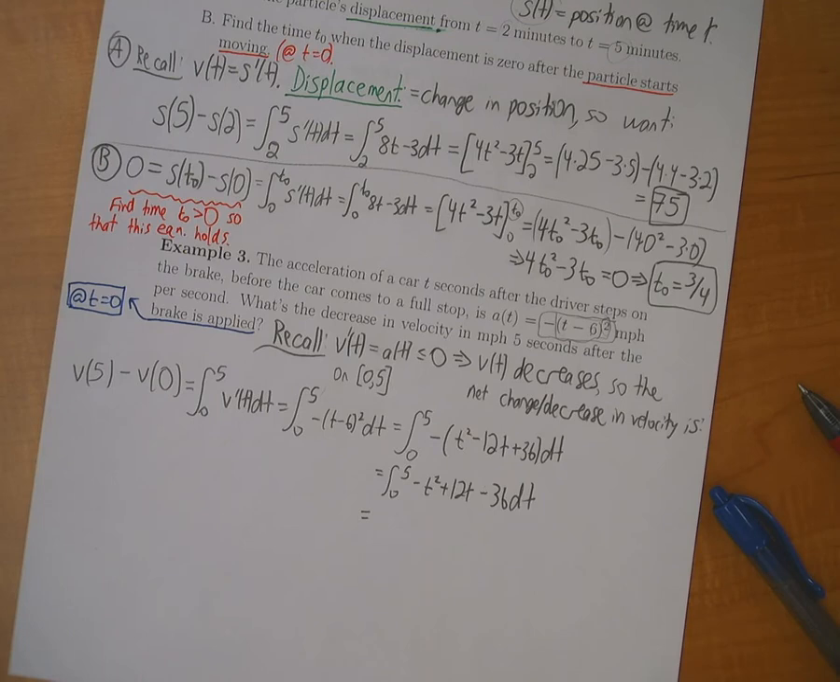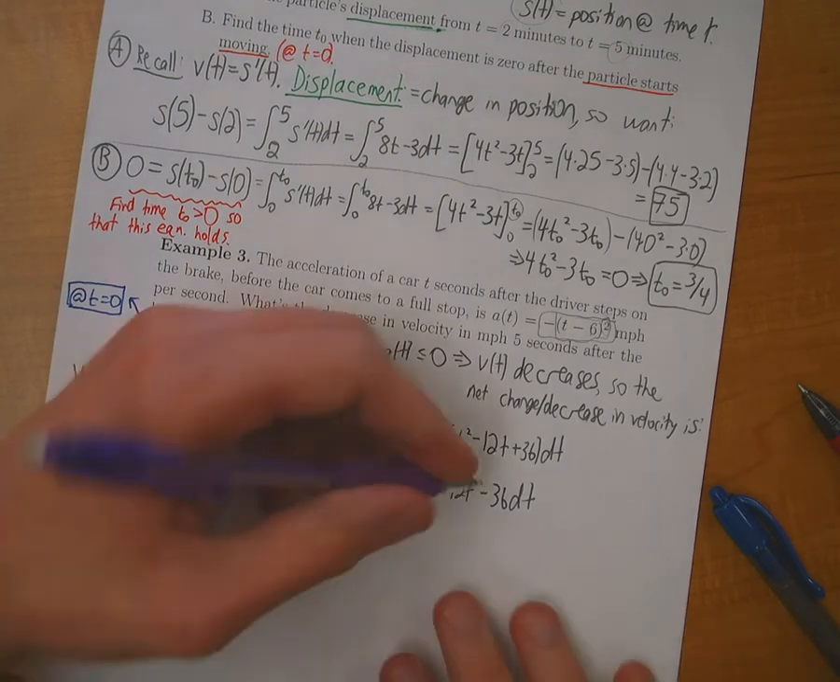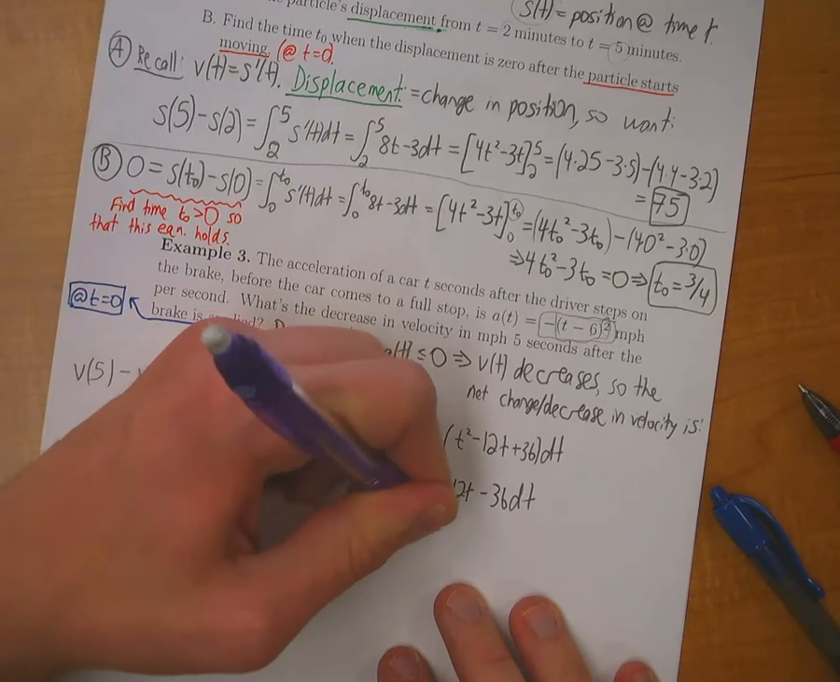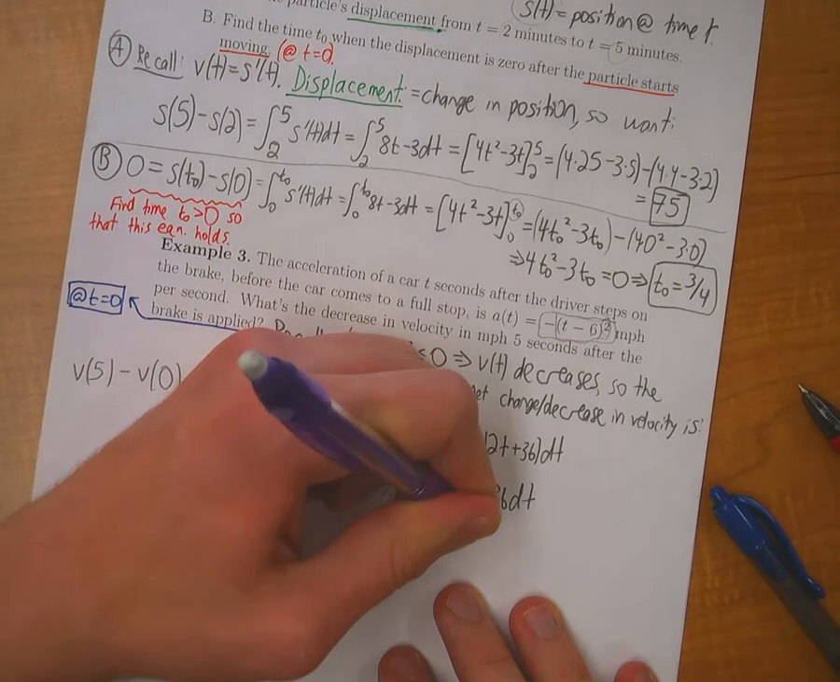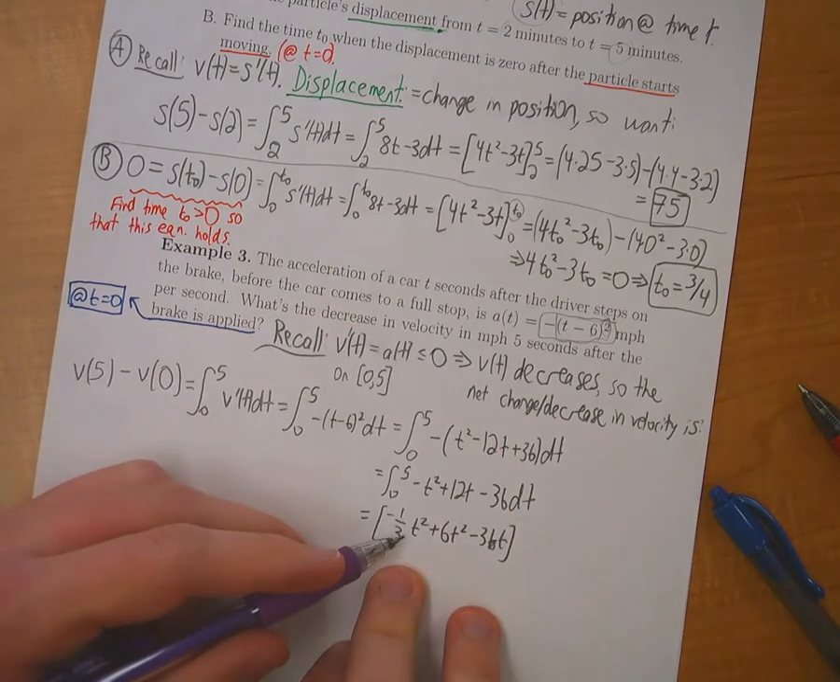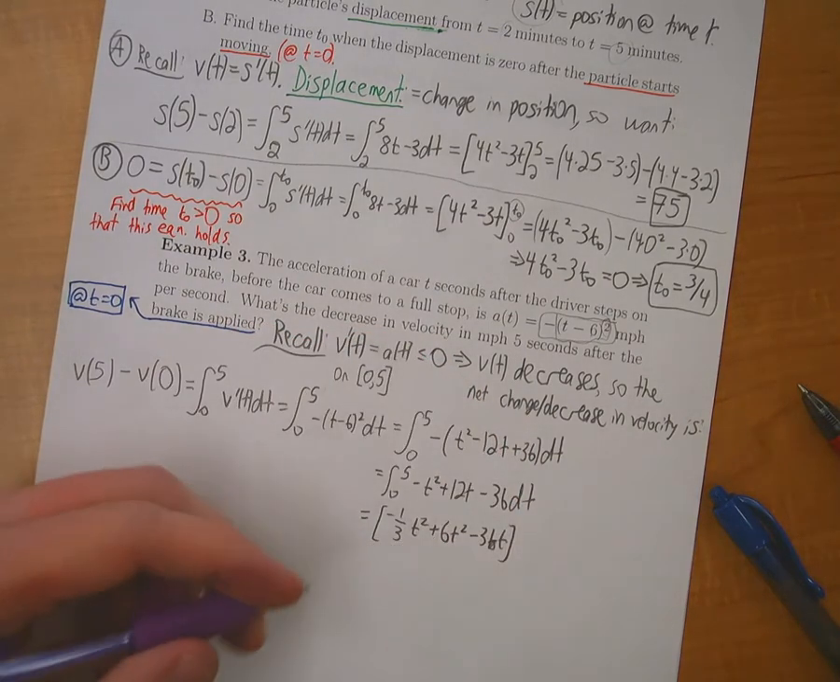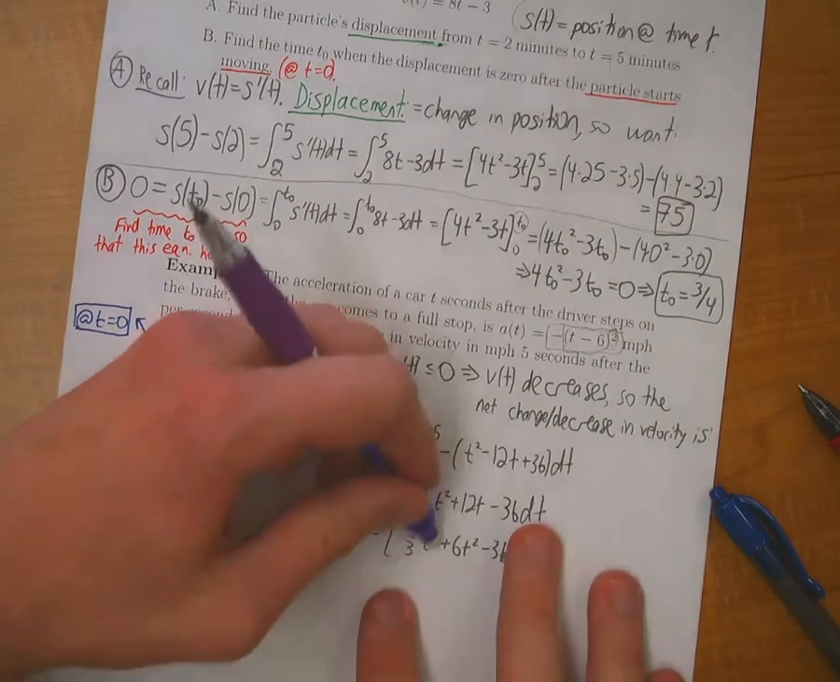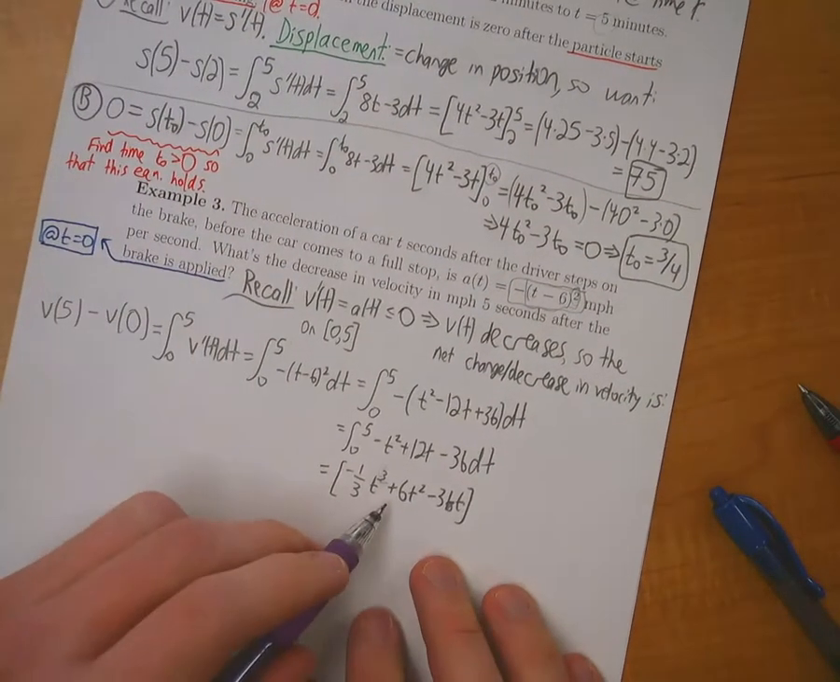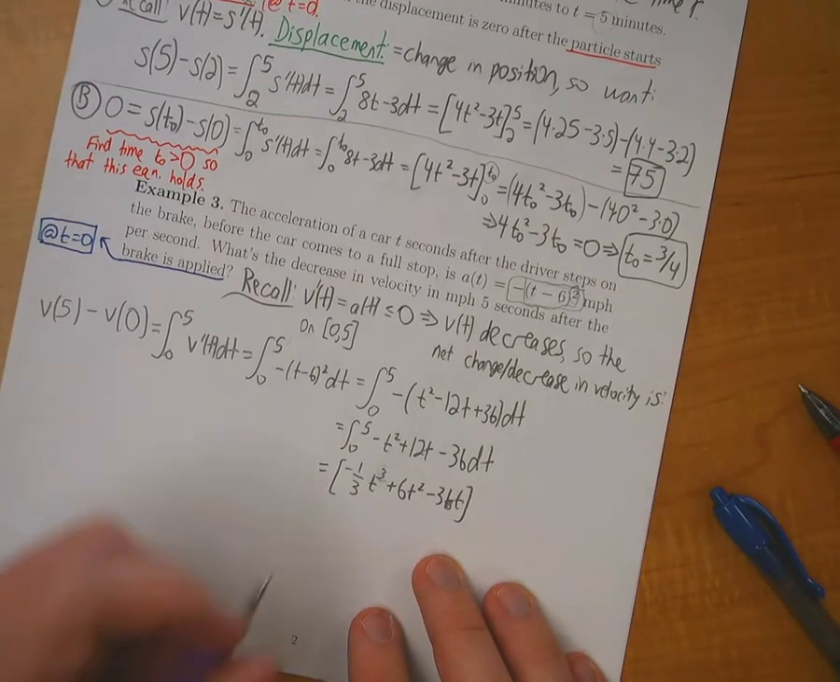I got negative 1/3 t plus 6t squared plus 36t. So we have negative 1/3 t cubed, plus 6t squared, minus 36t. And then we go from 0 to 5.